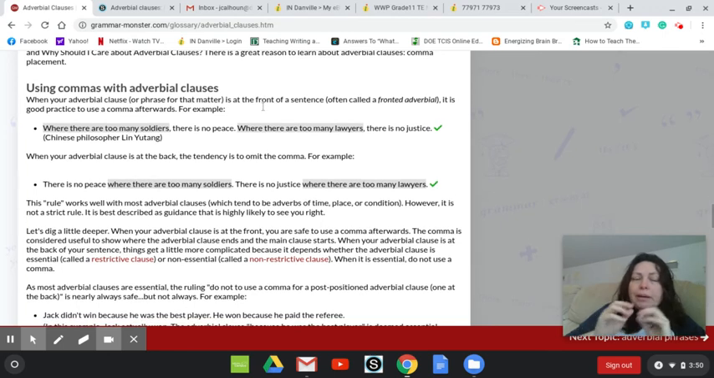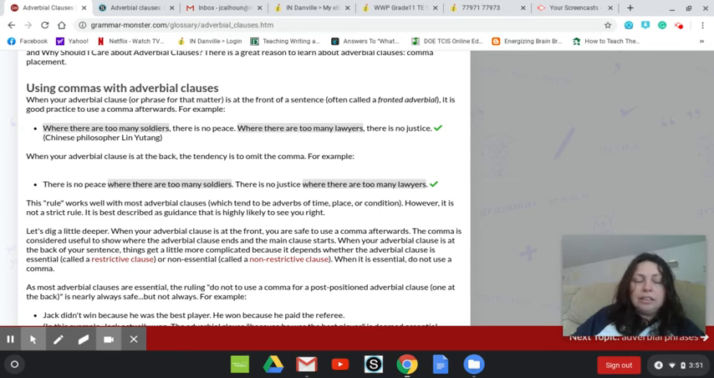Now, one more thing about using commas. The basic rule of thumb is this. If the adverbial phrase comes first in the sentence, you need a comma. If the adverbial phrase comes last in a sentence, you do not need a comma. So take a look at these two examples. Where there are too many soldiers, there is no peace. Where there are too many lawyers, there is no justice. Now, I hope you're also noticing the parallel structure there, right? Am I right? Now, if I were to say there is no peace where there are too many soldiers, I do not need a comma there. All right, the comma is needed when the adverbial clause is at the front of the sentence.